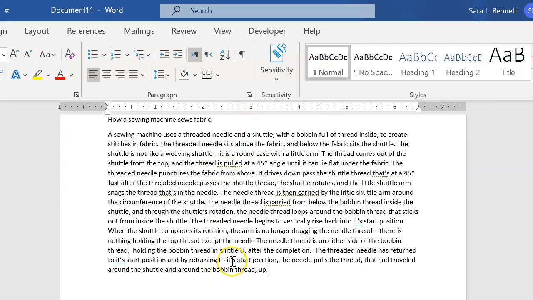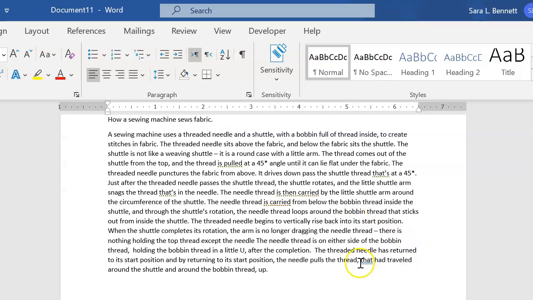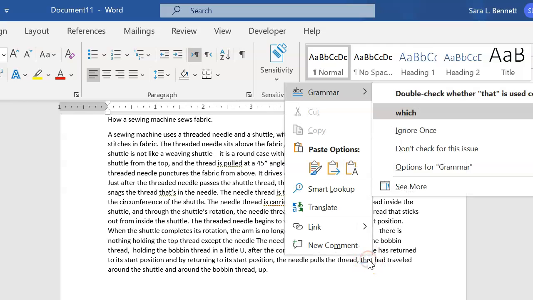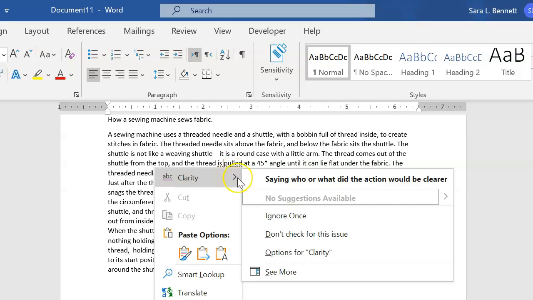You can see that I have some grammatical issues. I've put in apostrophes where I should not, so I'll tidy that up. Remember, apostrophe is it is. Here it's going to suggest which. I don't think that's totally necessary. That's a style choice.